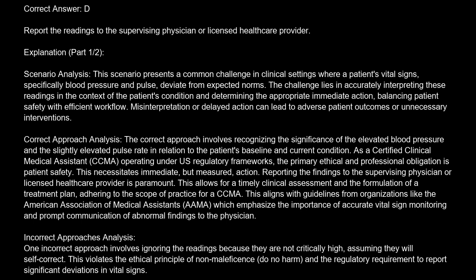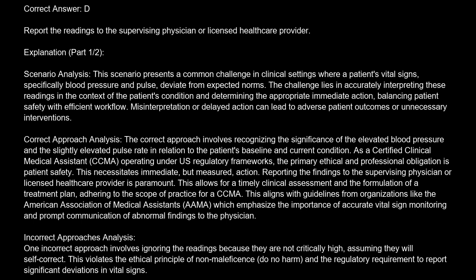Reporting the findings to the supervising physician or licensed healthcare provider is paramount. This allows for a timely clinical assessment and the formulation of a treatment plan, adhering to the scope of practice for a CCMA. This aligns with guidelines from organizations like the American Association of Medical Assistants, AAMA, which emphasize the importance of accurate vital sign monitoring and prompt communication of abnormal findings to the physician.